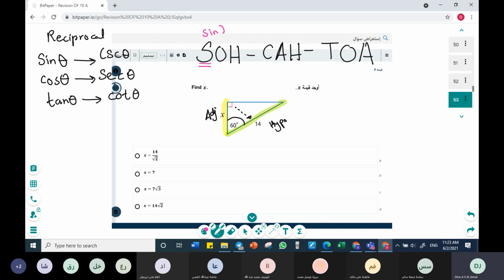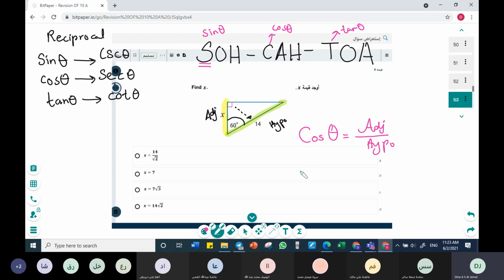Here is my sine theta. Here is my cosine theta. Here is my tan theta. So you told me that it is cosine, and another one told me that it is tan. Is it cosine or tan? Cosine, because we have the adjacent and hypotenuse. You can only solve for the tan if you have both opposite and adjacent. So here it is adjacent over hypotenuse.